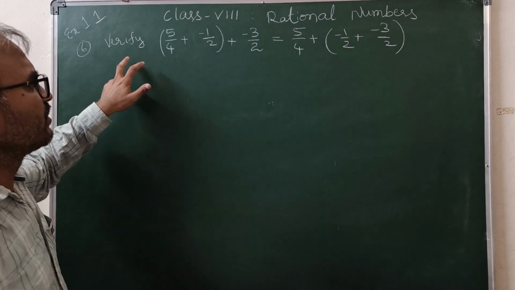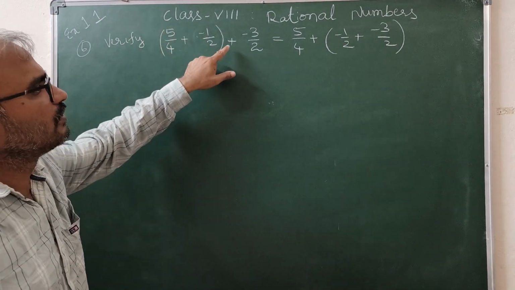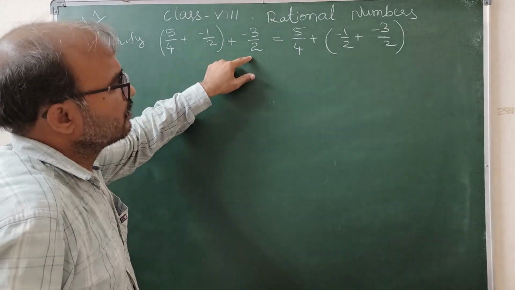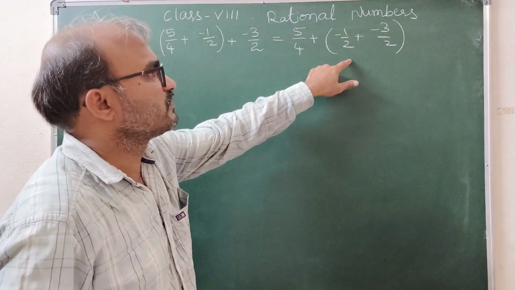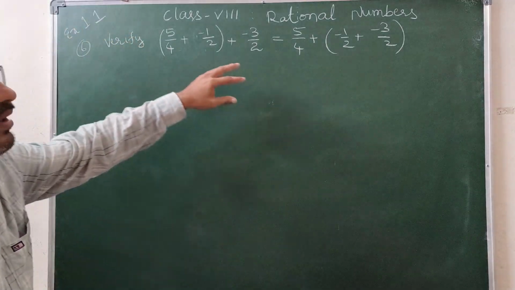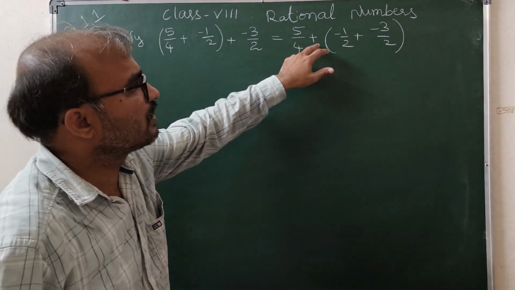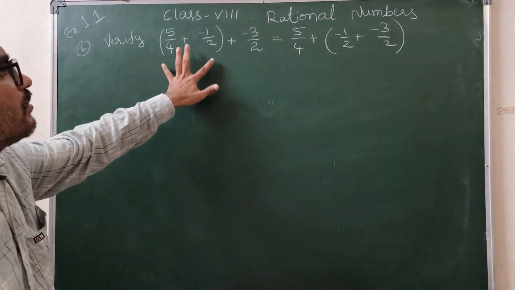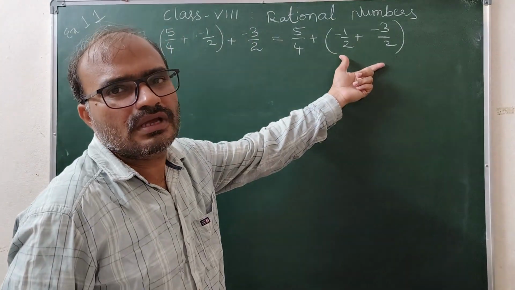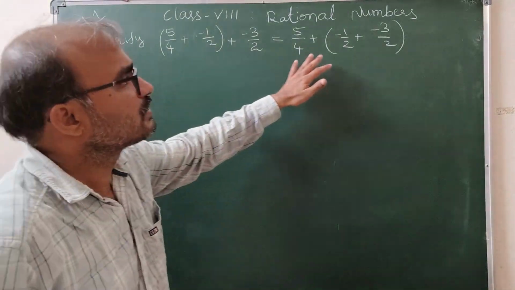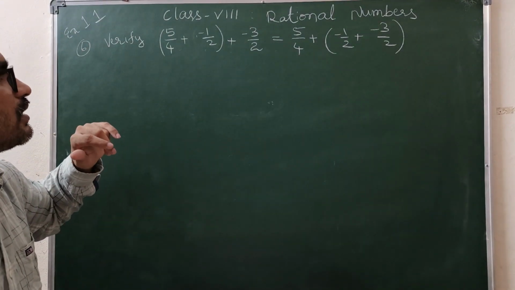Question says verify 5 by 4 plus (minus 1 by 2 plus minus 3 by 2) equals (5 by 4 plus minus 1 by 2) plus minus 3 by 2. If we observe here, all are additions, and the bracket is for the first two on one side and for the last two on the other side. Numbers are the same. So this is actually the associative property.